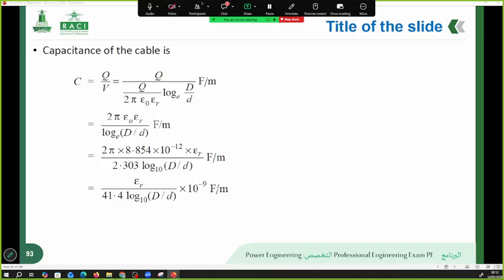This slide completes the mathematical derivations for the capacitance of a single core cable. The derivation starts with the definition of capacitance, C is equal to Q over V, where Q is the charge per meter length of the cable and V is the potential difference between the conductor and sheets. By substituting the previously derived expression for the potential difference, we can find, finally, C is equal to these equations.